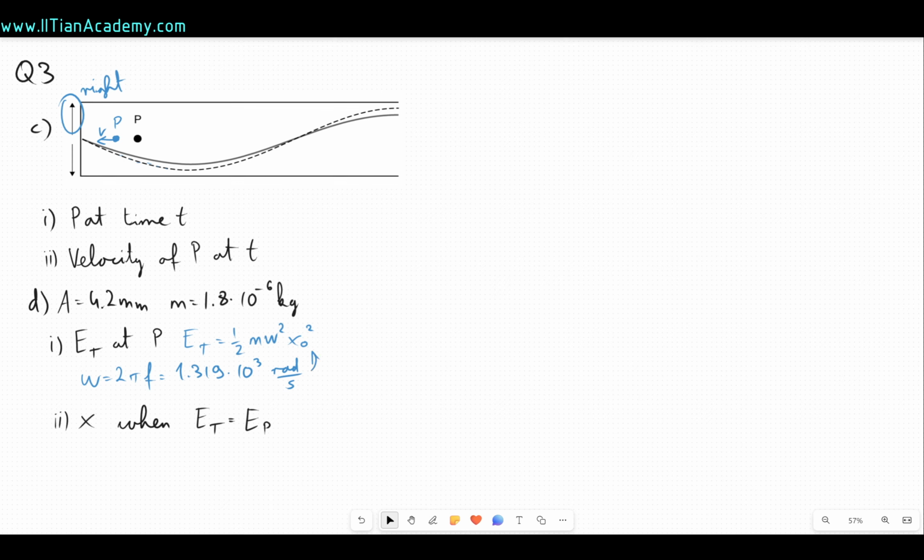We know the maximum displacement is 4.2 times 10 to the minus 3 meters. We know the mass. Everything is in SI units, so all we have to do is plug it in. And then we will get 2.8 times 10 to the minus 5 joules.